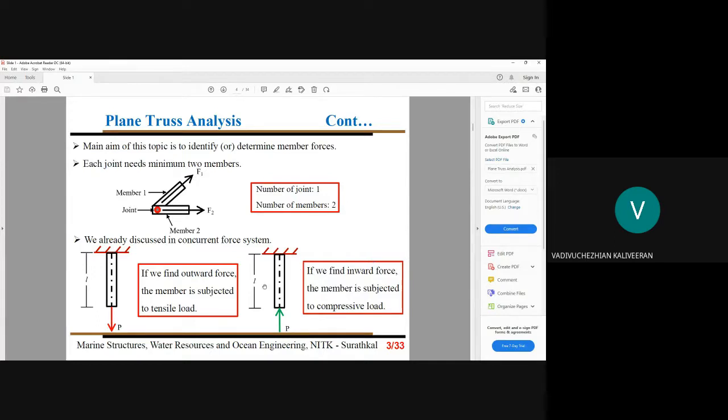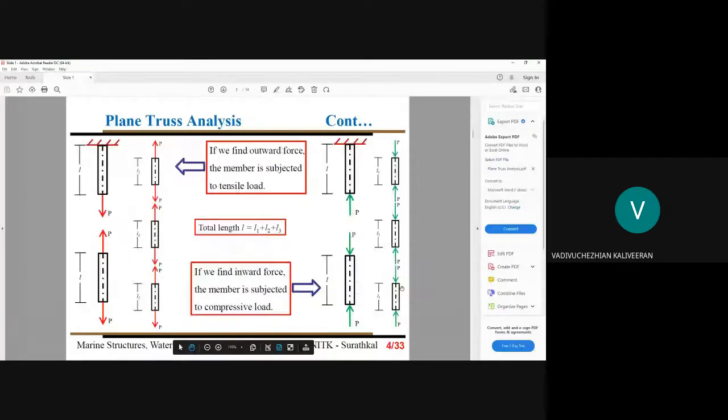For that one, I want to show one simple bar element. This bar element is subjected to tension. Similarly, we are also taking one more bar element. It is subjected to compression. So when I show the free body diagram of this tensile member, it will be like this.